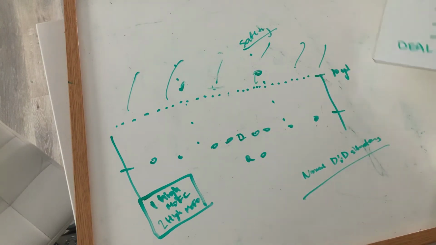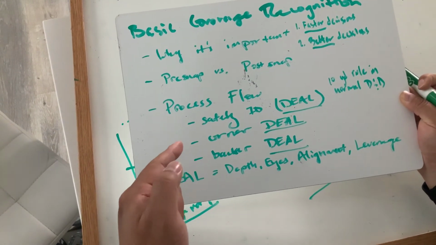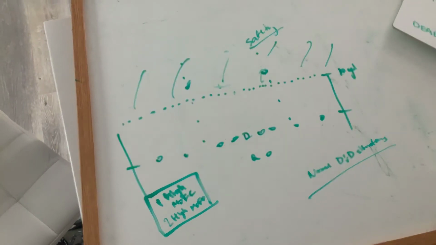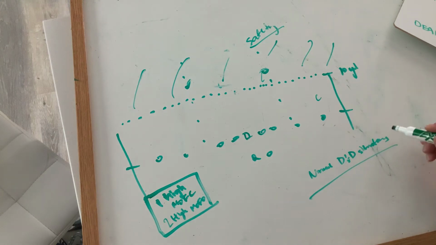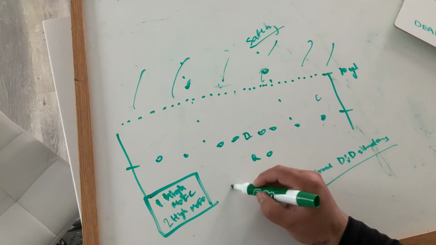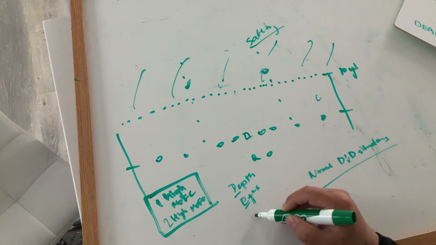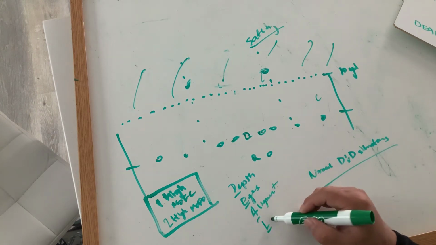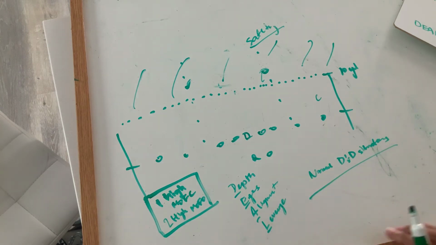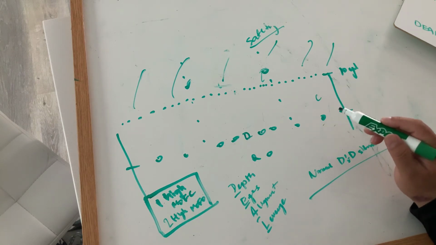So now we're going to talk about the corners. So I covered the safeties here. And now we're going to talk about the corners. So let's say I've got a corner sitting out here. So again, deal, I'm going to start running out of room here. Deal is looking at depth, eyes, alignment, and leverage.